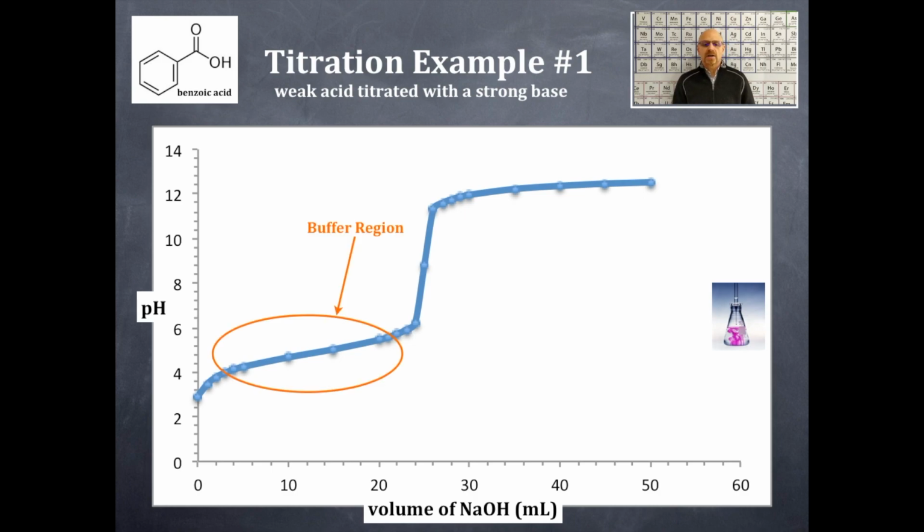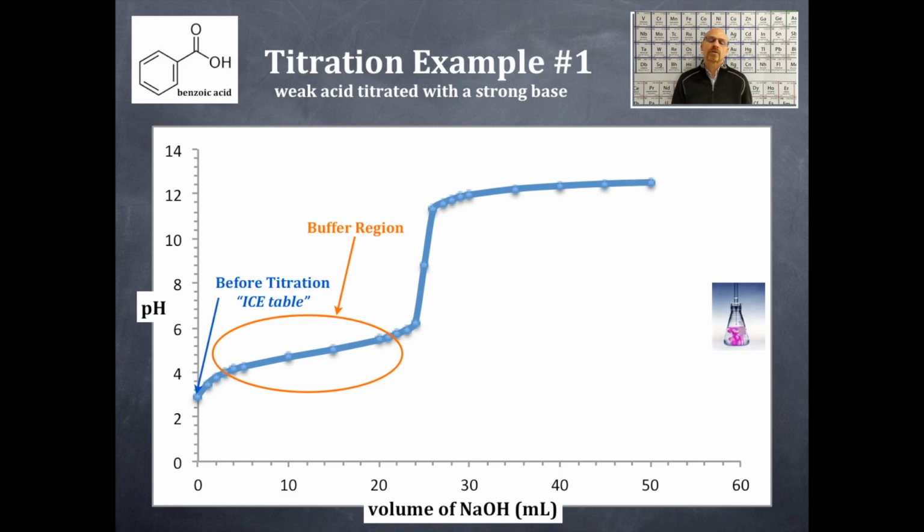At this region, before we hit the equivalence point, this is the buffer region. Notice that the pH does not change very much even with addition of base. So that is a buffer. Remember, buffers snarf up or consume hydrogen or hydroxide ions. In this particular case, the base is being consumed by the weak acid, and therefore the pH is not changing very much, and that's why this is relatively flat within this buffer region.